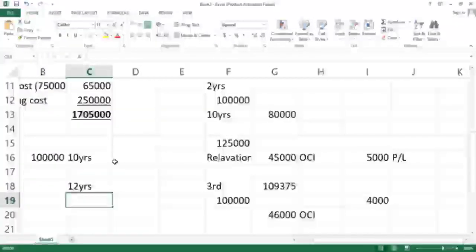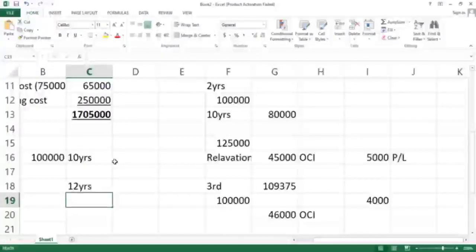Have you heard about accounting policies before? IAS 8, Change in Accounting Policies and Estimates. The standard says that a review of useful life and depreciation method is an estimate. Therefore, it should be applied prospectively.